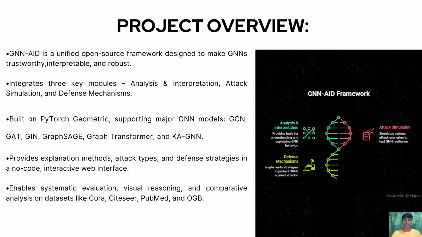To begin with, let's understand what GNN-AID is. GNN-AID is a unified open source framework designed to make GNNs trustworthy, interpretable, and robust. It integrates three key modules: analysis and interpretation, attack simulations, and defense mechanisms. It is built on PyTorch Geometric, supporting major GNN models, meaning graph neural network models: GCN, GAT, GIN, GraphSAGE, Graph Transformer, and KA-GNN.